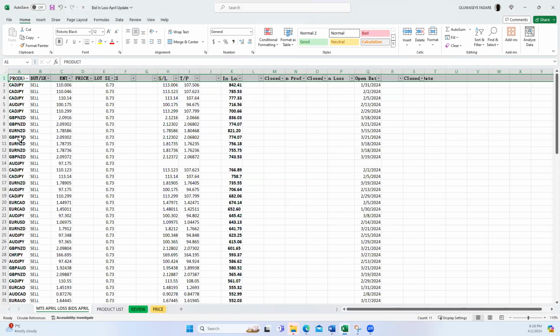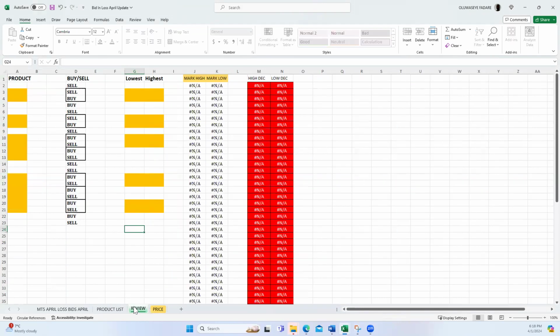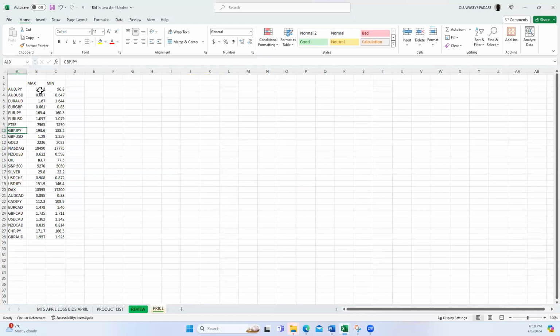So this is April, our full data list for April. Here we've not done anything on it. Okay, so this is the template that I'll be using to update. This is the price. So let me get the current high and low price for the products. Okay, so I'm going to get that from the real report of our monthly high and low.